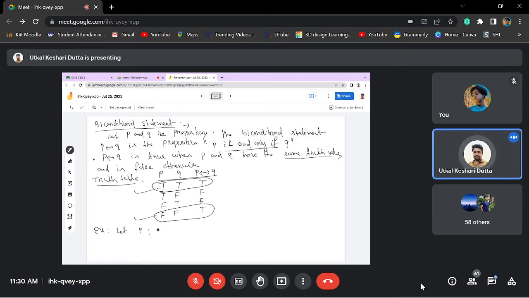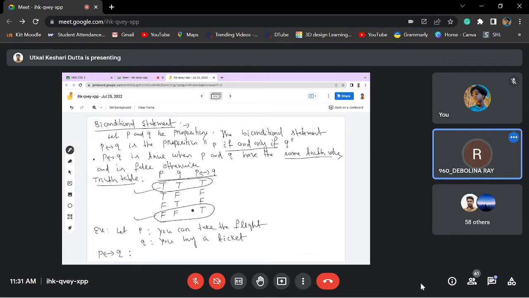Let P be the proposition you can take the flight. Q be the proposition you buy a ticket. Then what will be P biconditional Q? That means, you can take the flight if and only if you buy a ticket. Use the phrase if and only if. You can write simply, you can take the flight if and only if Q, you buy a ticket. That is P biconditional Q.